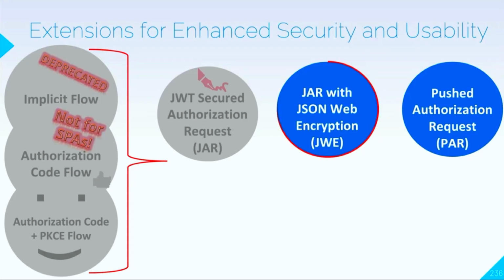Before we dive into JAR with JWE, let's take a step back and understand what JWE, JSON Web Encryption, is all about. First, it's important to note that JWE is not an OAuth 2 extension flow on its own. Instead, it integrates seamlessly with the JAR, JWT-secured authorization request flow, to enhance security by adding confidentiality to authorization requests.